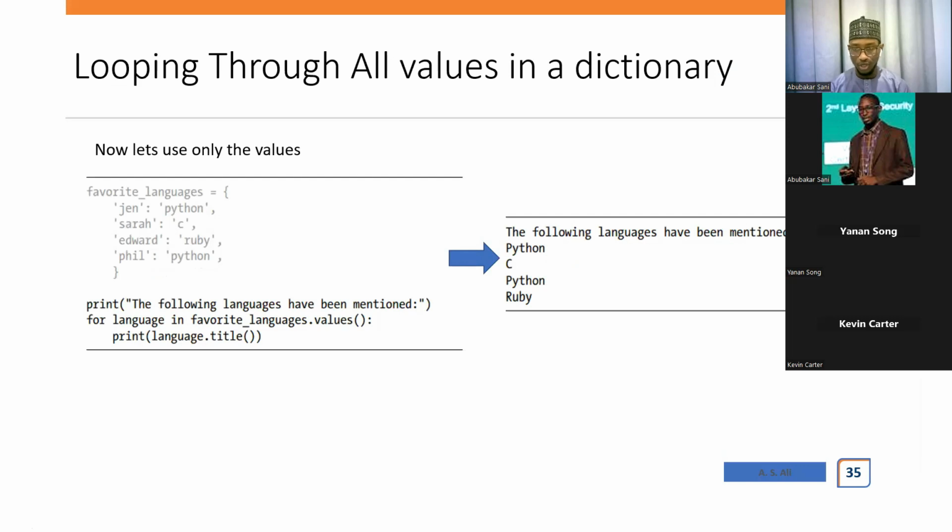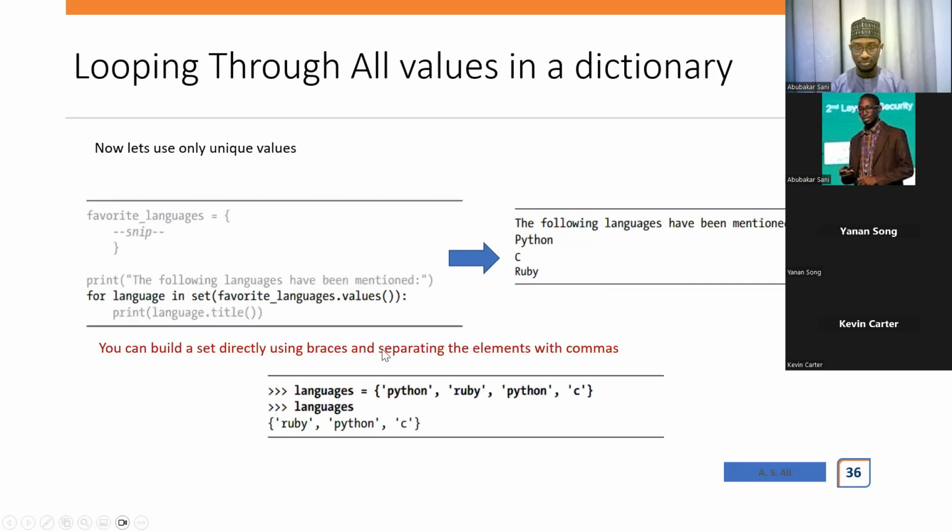Lastly, you have the dot values. So favorite languages dot values. We can print the values only. So here we can say print language dot title, and it will print Python, C, Ruby, and then also Python. And as you can see, the first letters are all in uppercase because we have used the dot title. Without the dot title, you don't see this uppercase happening.